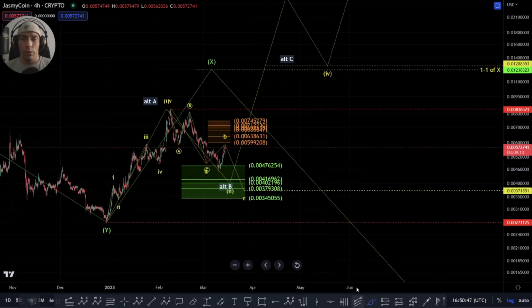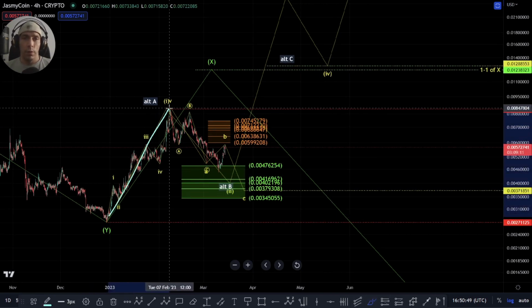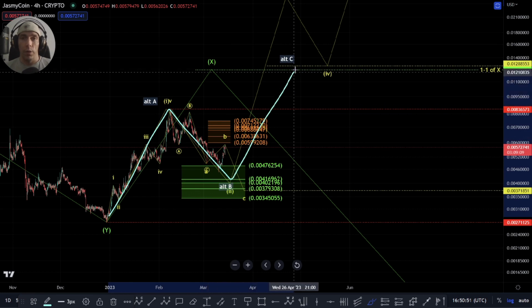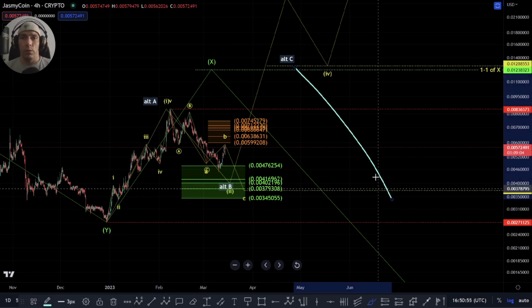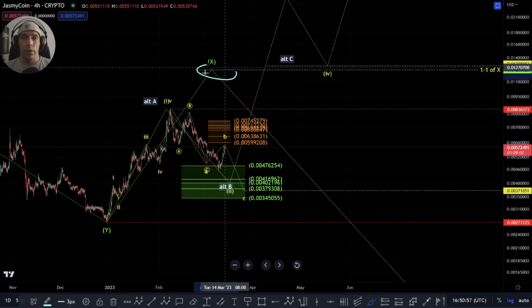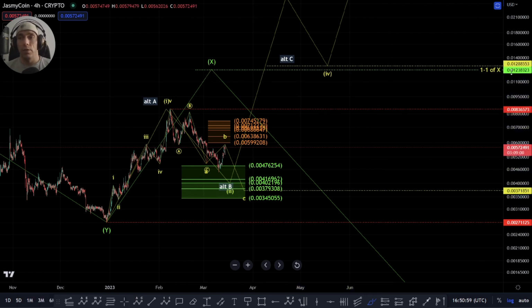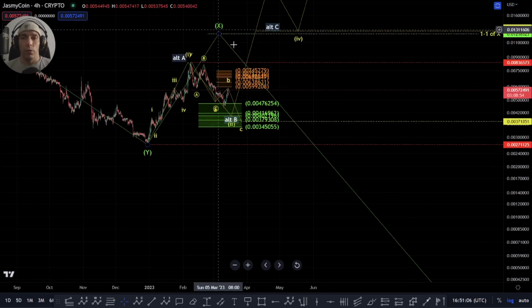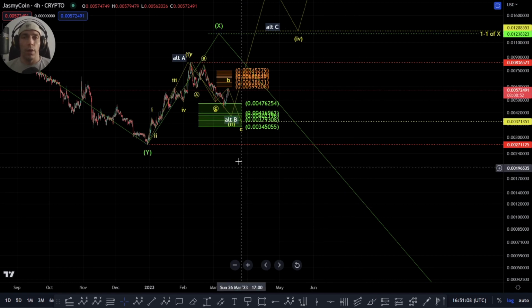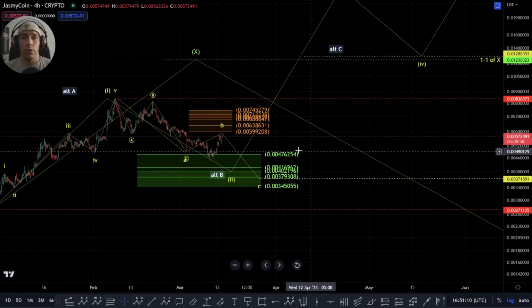So if we do just get a 3 wave move here, where this becomes A, we come back down for B, we get a move up here for the C wave, and then we look to reject off of this 1-to-1 of that previous X wave, which is currently sitting at this 0.01238 region. Potentially we could look to continue to the downside here and break down even deeper. So we need to just be careful of that.